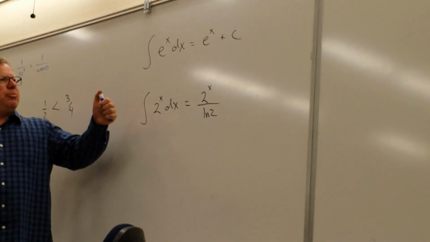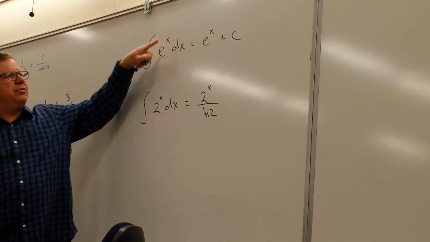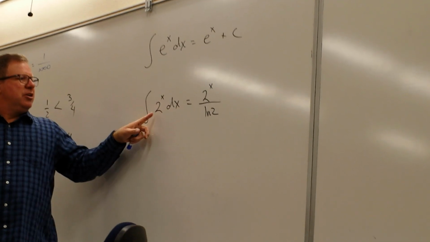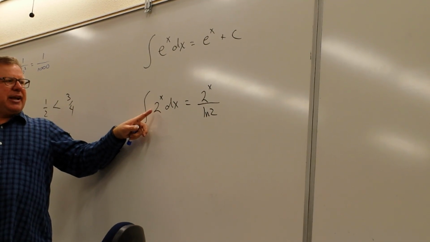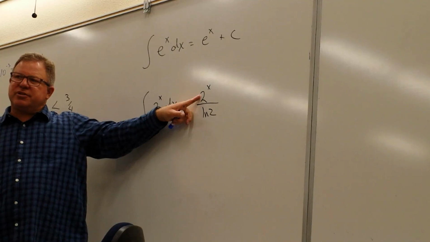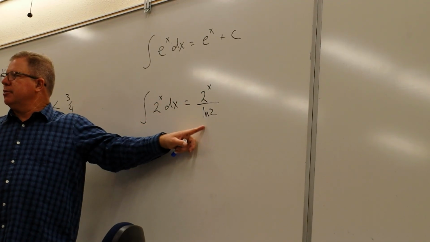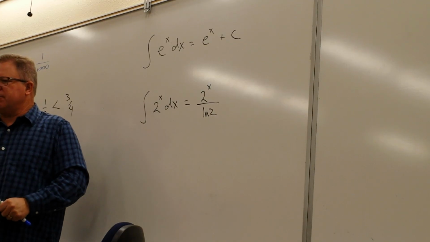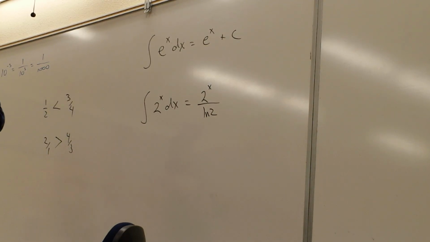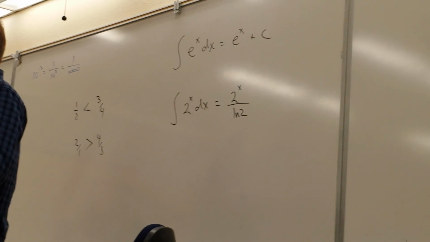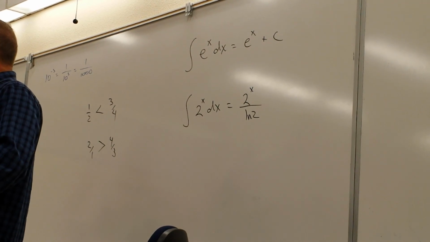So all you gotta remember is, e to the x, the antiderivative is itself, e to the x. Any base to the x, the antiderivative is itself, but there's a little adjustment divided by natural log of the base. Okay, it's just an adjustment you have to make. So that'll be the case. You'll have one of those in the last problem. All right?